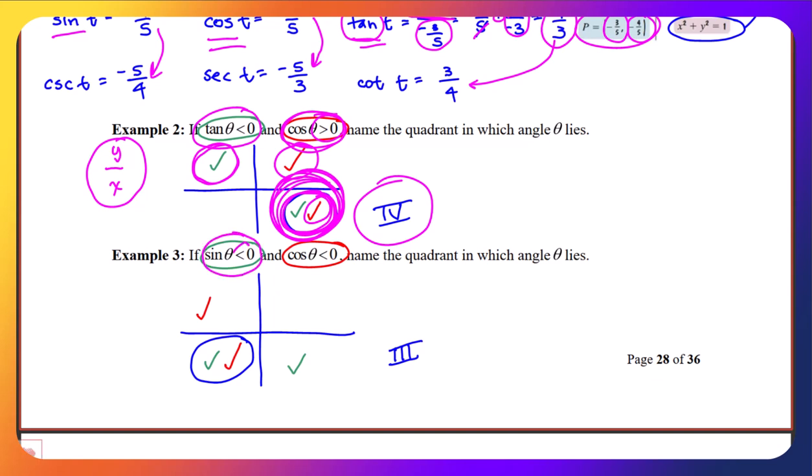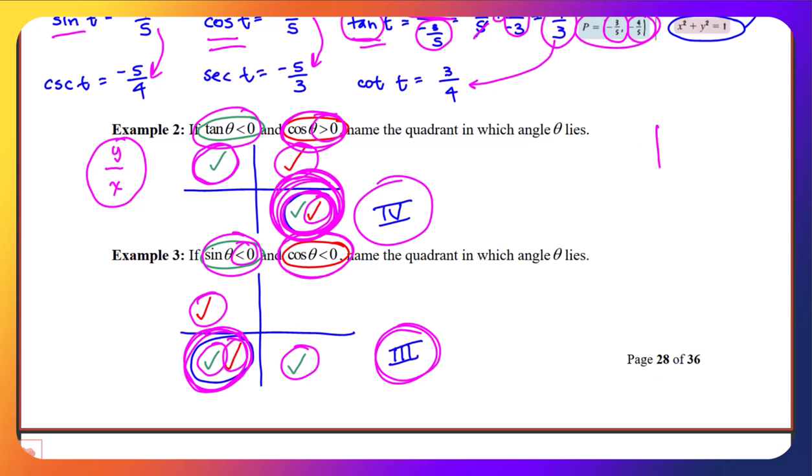Sine is negative or less than 0 when y is negative, in the third and fourth quadrants. Cosine is negative when x is negative. That's in the second and third quadrants. For both of them to be true, I have to be in the third quadrant.